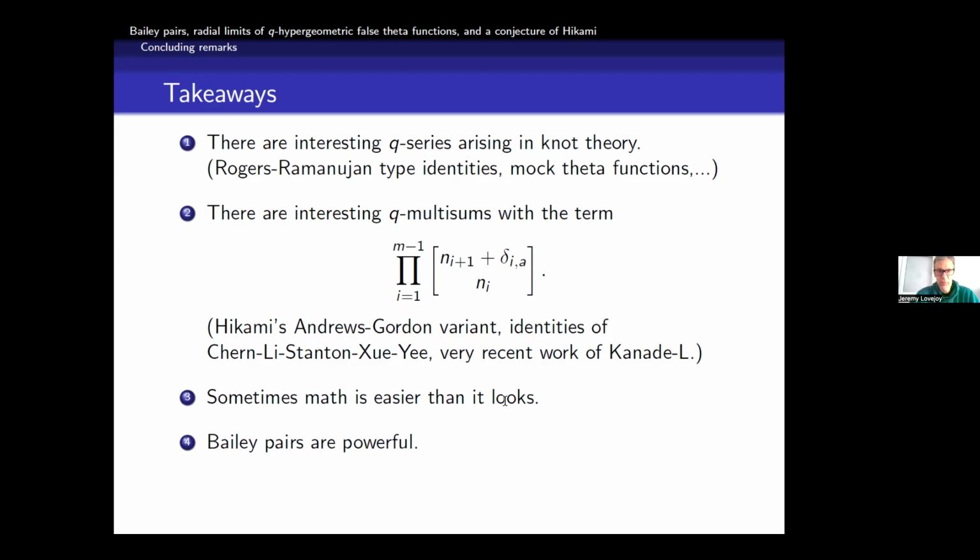Okay, so this you all knew probably, but just a reminder that Bailey pairs are powerful. So we wanted to prove Hikami's conjecture, and the natural thing to do was to use Bailey pairs. And if you do that, everything just comes out perfectly. This is certainly not the only time in history that using Bailey pairs has made things come out perfectly.